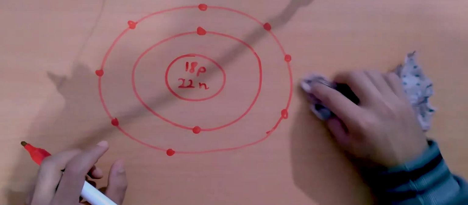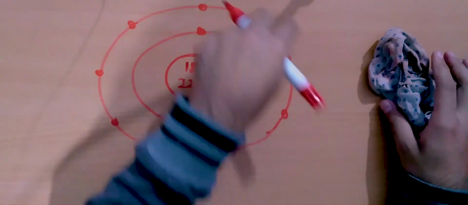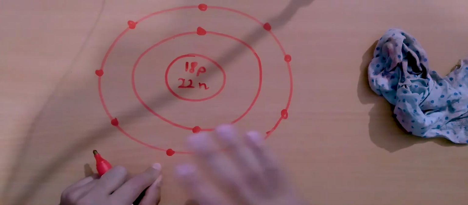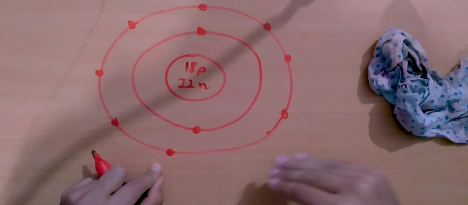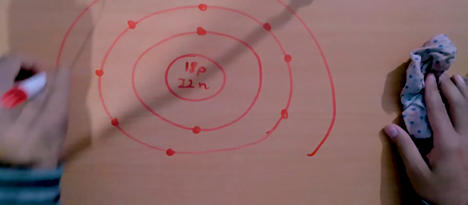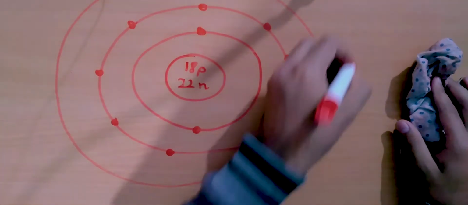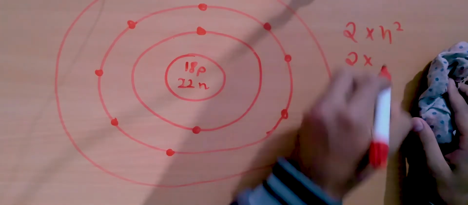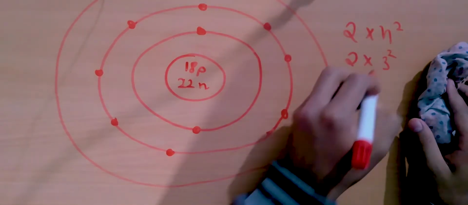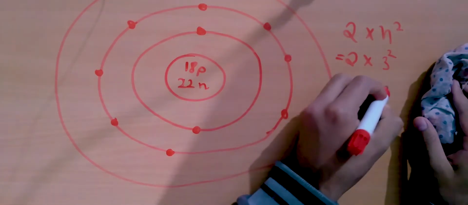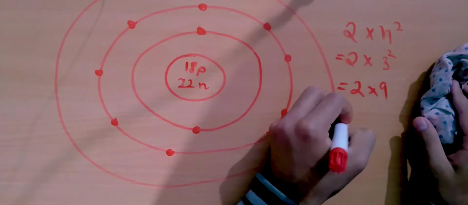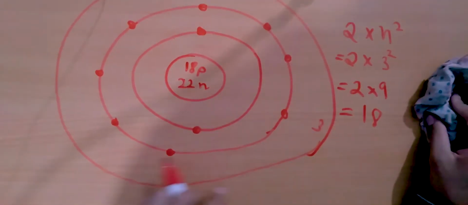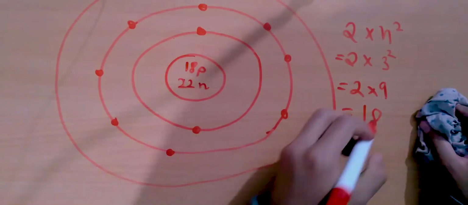So till now I have been able to fill 10 electrons in total. I had 18 in total. I have filled up 10. So now I am left with 8 electrons. I'll have to move to the next, third shell. n for this one is 3. 2 into n square, right? Which means 2 into 3 square, which is, well, 9. And 2 nines are 18. So this shell has a capacity of 18 electrons.